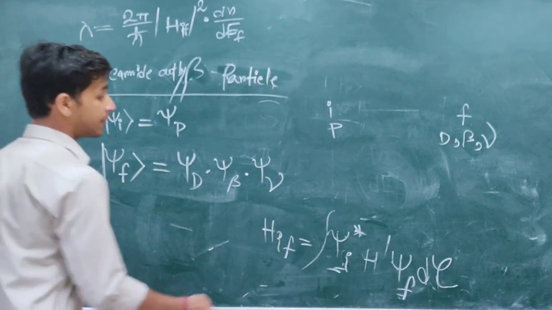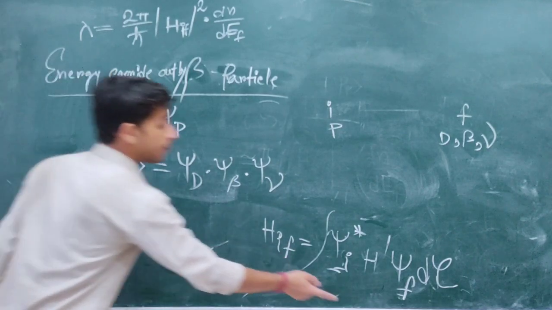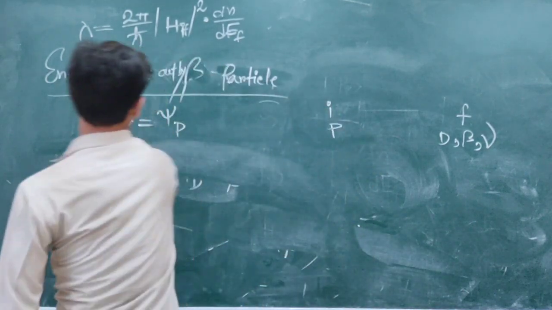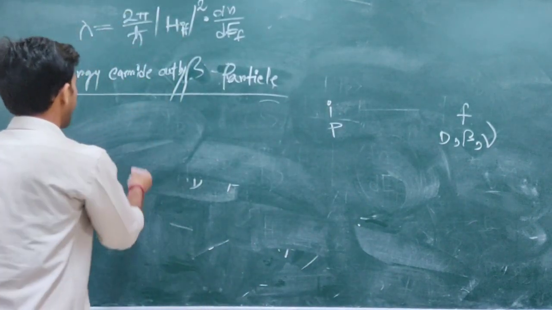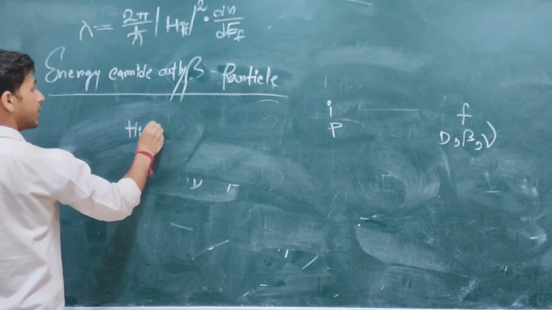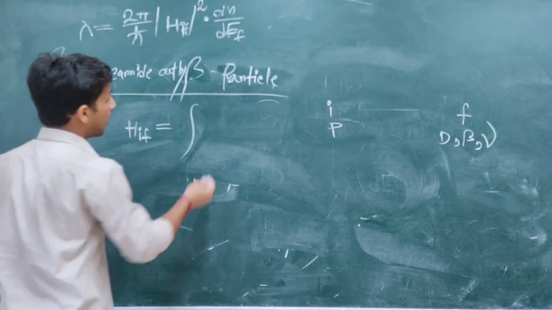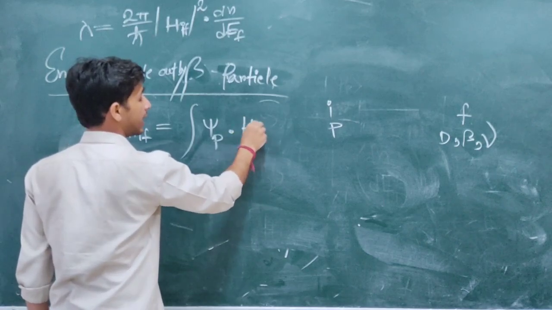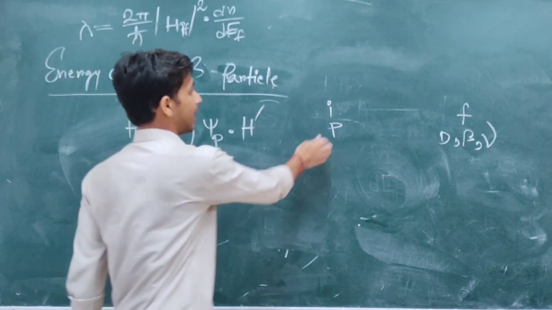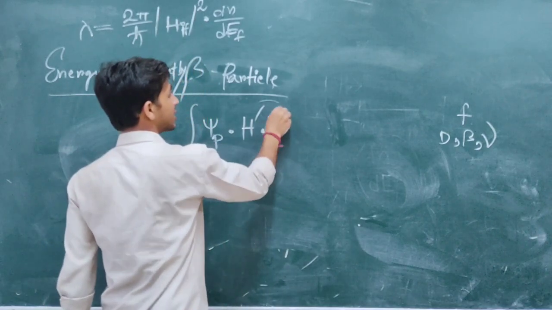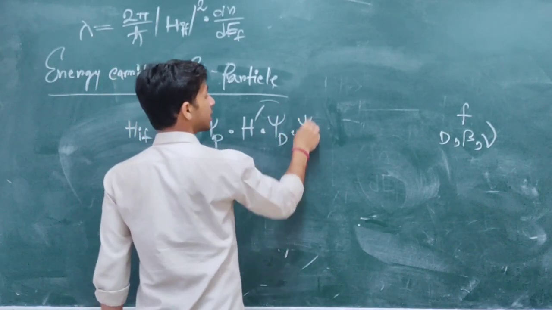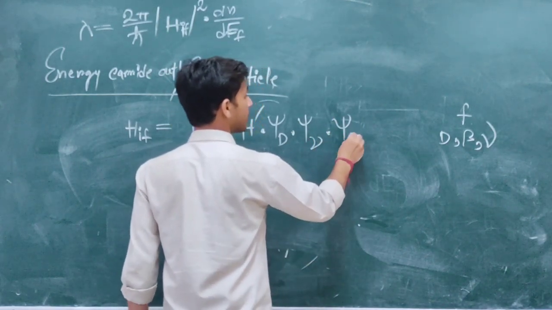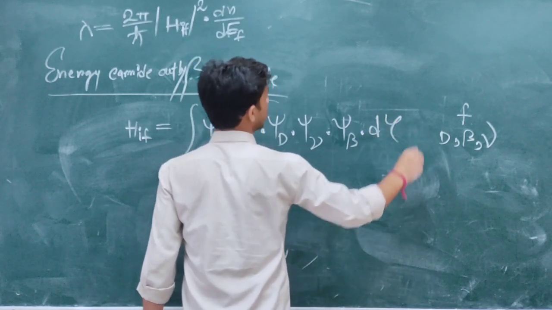So H_IF is equal to psi I star and psi f. If you put this psi I value from here and this psi f value from here, you will get H_IF equals the integration of psi I, which is psi p, times H prime, the perturbation Hamiltonian, times psi daughter, psi neutrino, and psi beta, integrated over d tau, the volume.